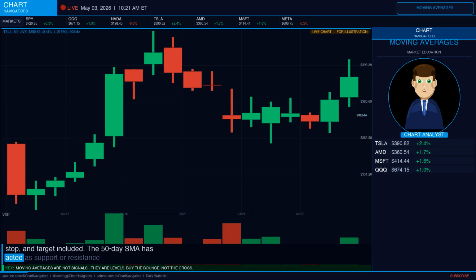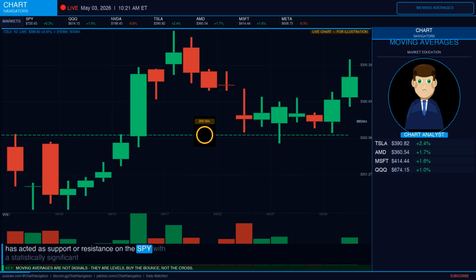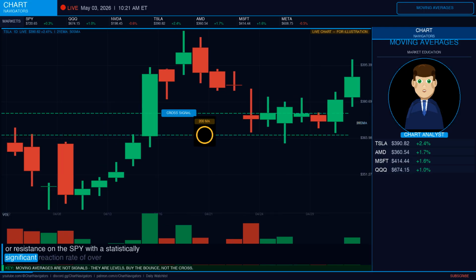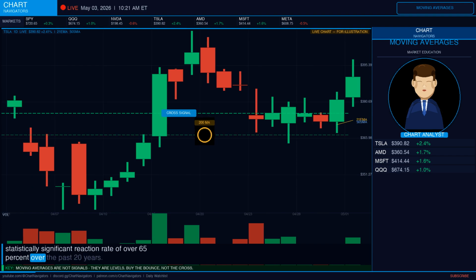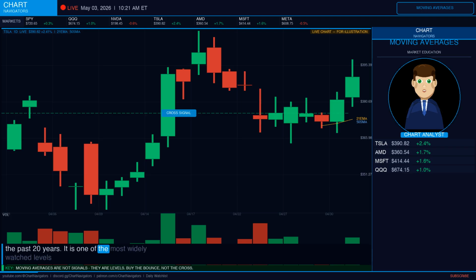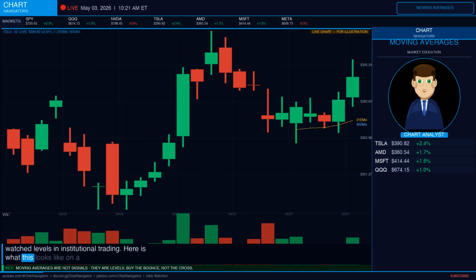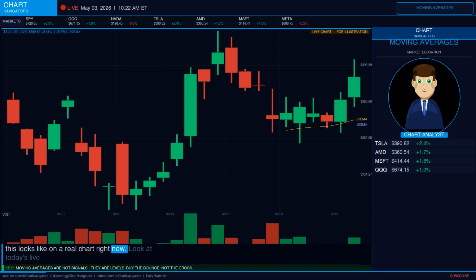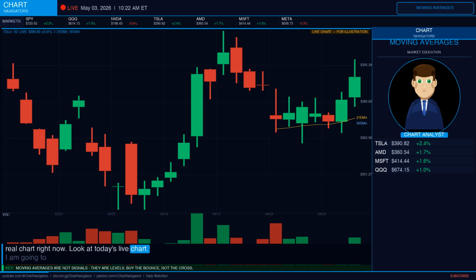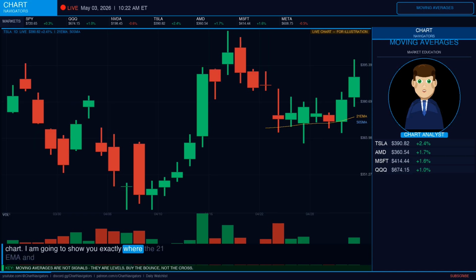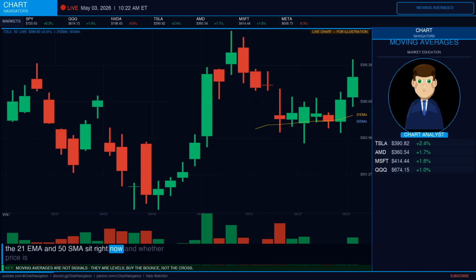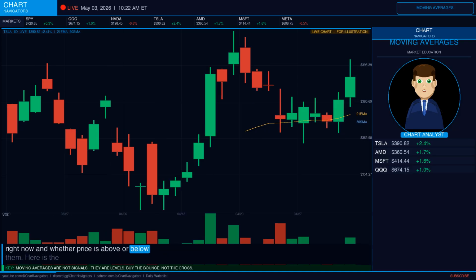The 50-day SMA has acted as support or resistance on the SPY with a statistically significant reaction rate of over 65% over the past 20 years. It is one of the most widely watched levels in institutional trading. Here is what this looks like on a real chart right now. Look at today's live chart. I am going to show you exactly where the 21 EMA and 50 SMA sit right now and whether price is above or below them.